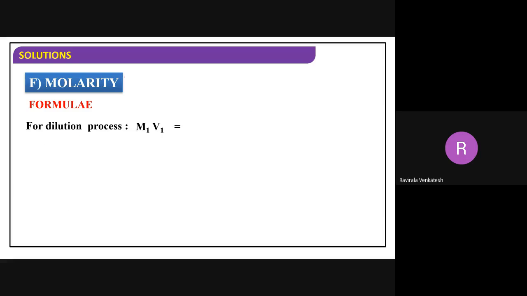Next, one more formula we'll take here for the dilution process. M1 V1 is equal to M2 V2. If you have number of moles, you can use N1 equals N2, but same solution. For example, this is the first solution. Here molarity is M1 and volume of the solution is V1. Here I am adding some water to this. Dilution means adding of water.